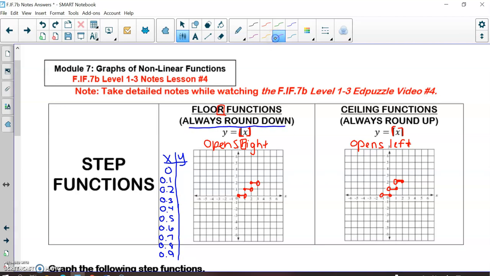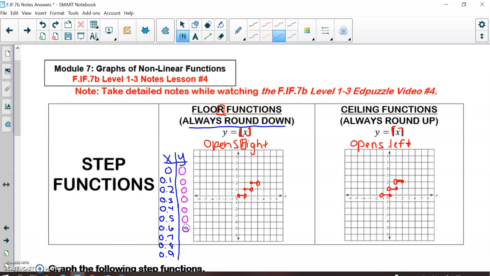So if I asked you what was the value of y in this floor function when you have an x value of 0, well, that's going to be 0. What's the value of y when x is 0.1? That's going to be 0, round down always. What's the value of y when x is 0.2? 0. When x is 0.3? 0. When x is 0.4? 0. When x is 0.5, normally we would round up, but with the floor function, we always round down.